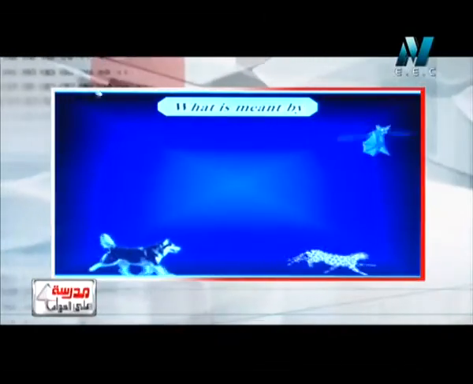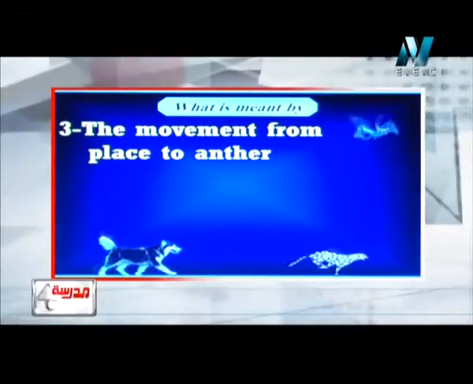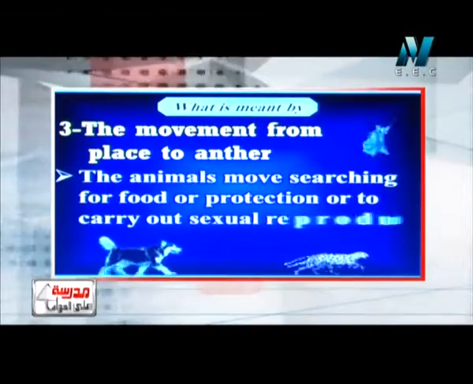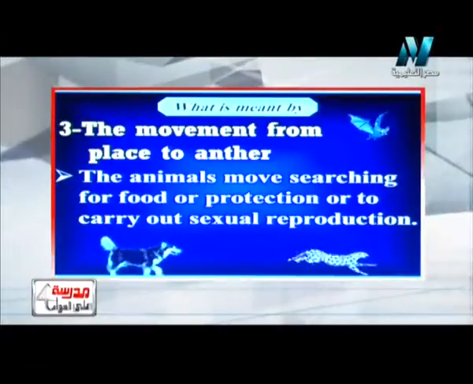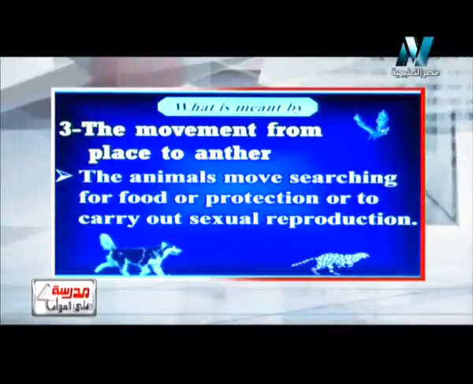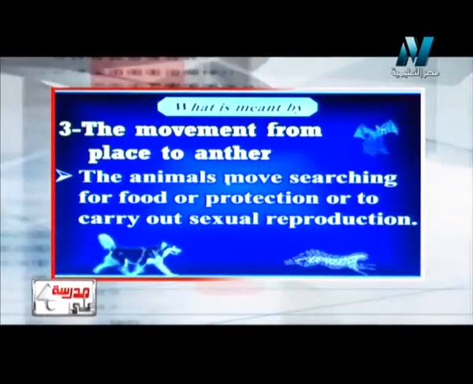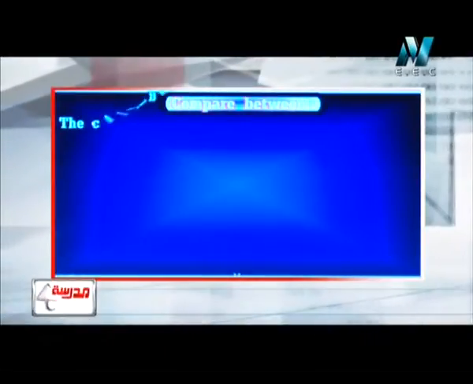What about movement from place to another? This is the movement as in animals, where animals move to search for food, for protection, to hide from enemies, or to carry out sexual reproduction. This kind of movement helps the animal to move from place to another. So that's the types of movement in living organisms.